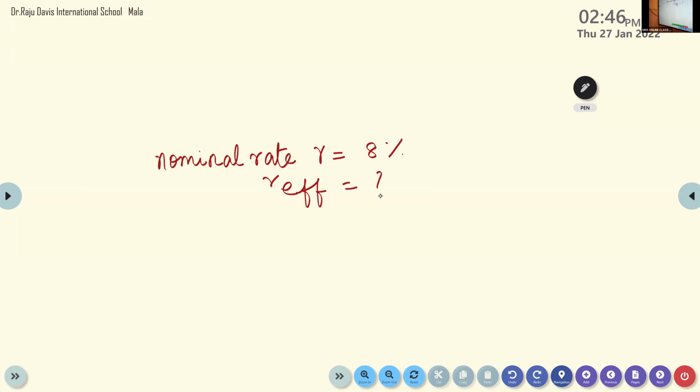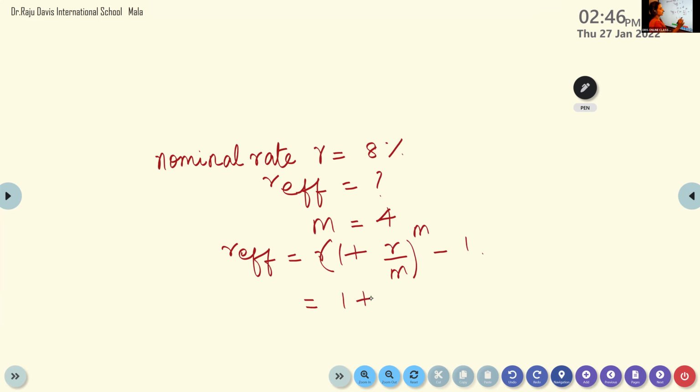And look at the conversion period. Converted quarterly. So what is the value of M, Aishwarya? 4. So write the formula. What is the formula? R effective is equal to 1 plus R by M whole raised to M, minus 1. So 1 plus R is 8, 8 by 100, into M. M is here 4. Whole raised to 4 minus 1.